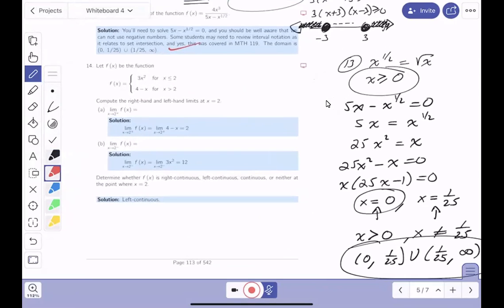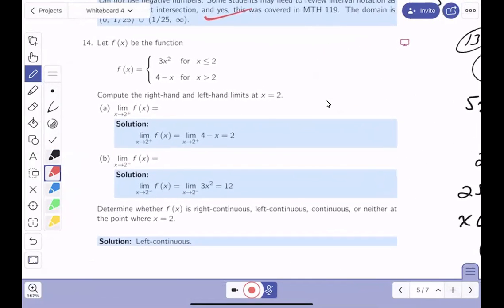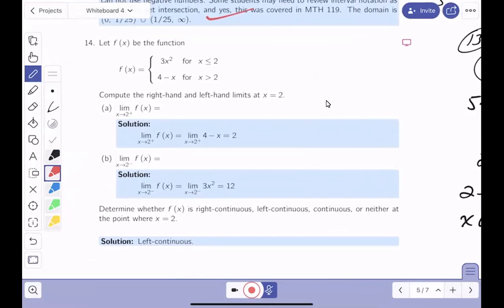Let's look at 14. Relatively simple question. I think I can do this pretty quickly. I'll write it down for you. What am I seeing? I'm seeing a function. It's divided in pieces. When did you first see piecewise functions? In Math 119. It's so important you have that background. 2 from the right. I'll write this one down for you.